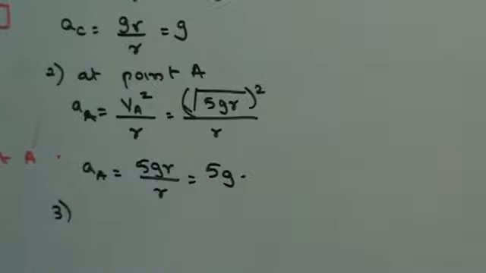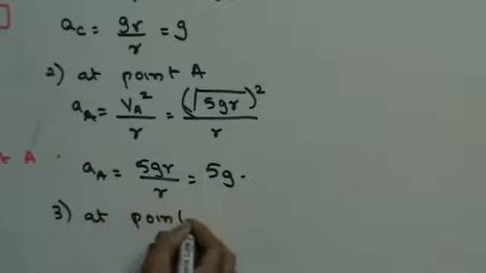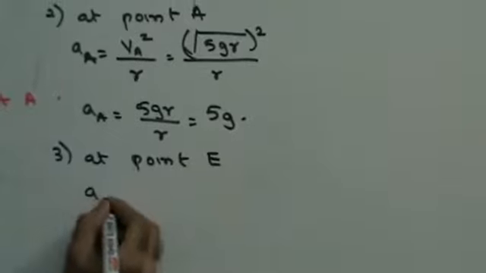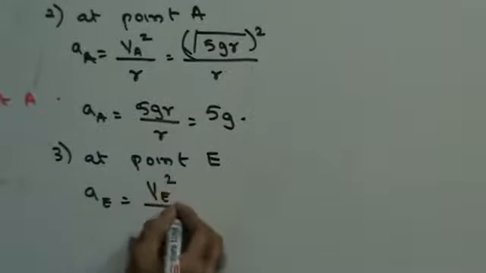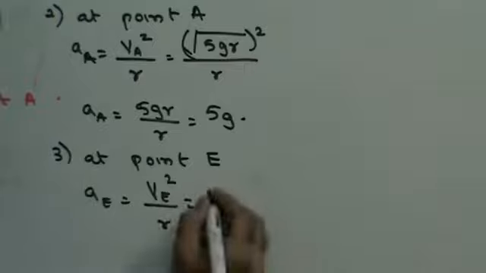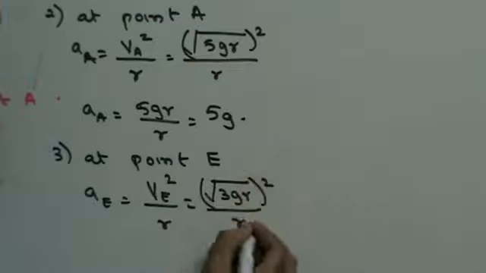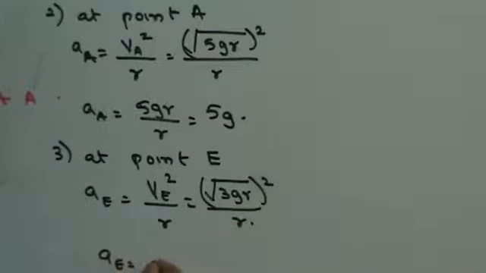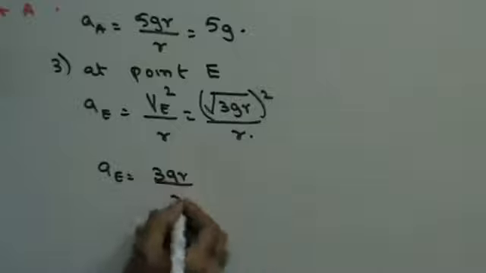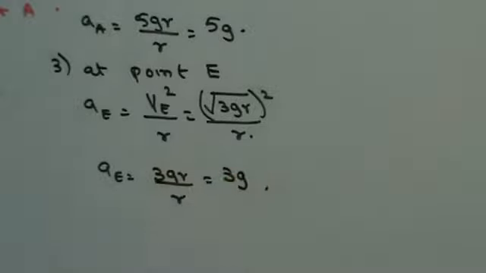Next, what is the acceleration at horizontal level, at point E? At point E, it will be velocity at point E the whole square divided by R. Velocity at point E we found out is square root of 3GR the whole square divided by R. So acceleration at point E is going to be 3GR upon R, which is nothing but 3G. So that will be the acceleration at various points, at the highest point, lowest point, and at the center level point. Now that we have found out acceleration, you can also find out the total energy.